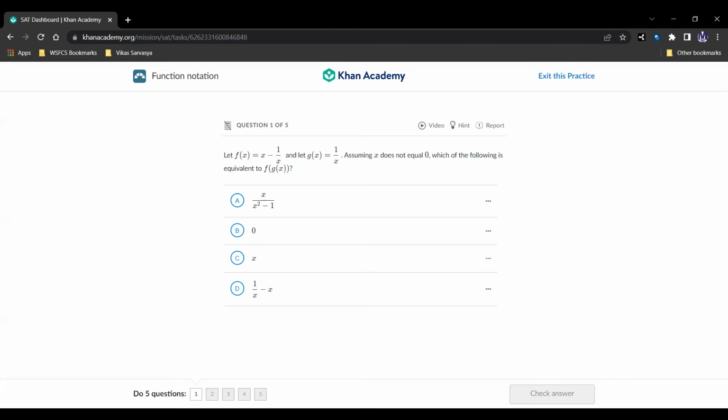Hello and welcome. Today we're going to be looking at function notation, our last topic in the Passport to Advanced Mathematics. As always, we're going to be doing 5 questions, explaining them and looking at the intricacies in this topic so that you can ace the SAT math portion.